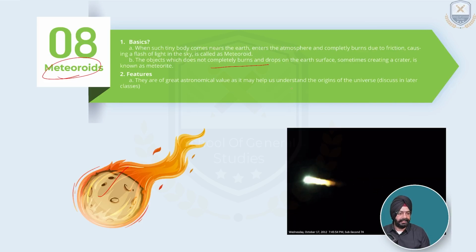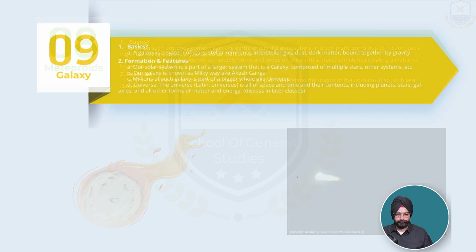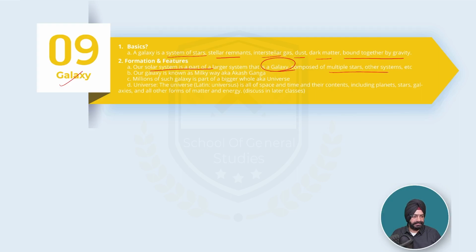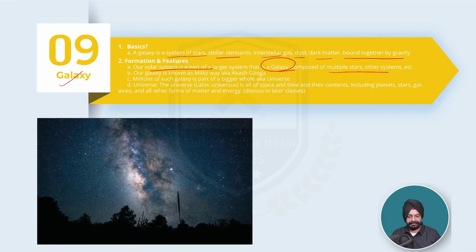And finally, we conclude this chapter with the definition and the features of galaxy. Okay, galaxy is a collection or a system of stars and some other celestial bodies or celestial items which are stellar remains, interstellar gas, dust, dark matter, and these all are bounded by gravity. Our solar system is a part of a bigger system of the galaxy which comprises of multiple stars and other solar systems. Our galaxy is known as the Milky Way galaxy or Akash Ganga.